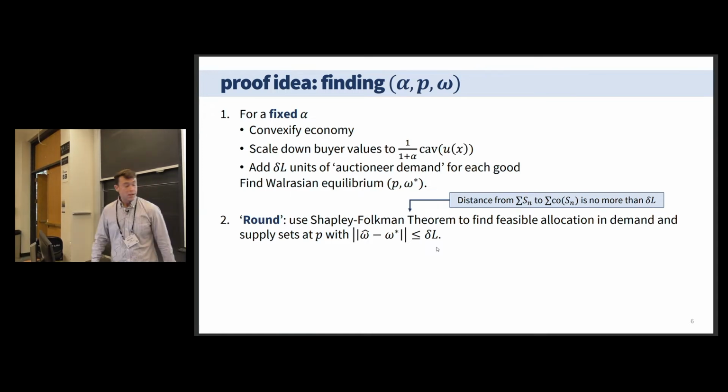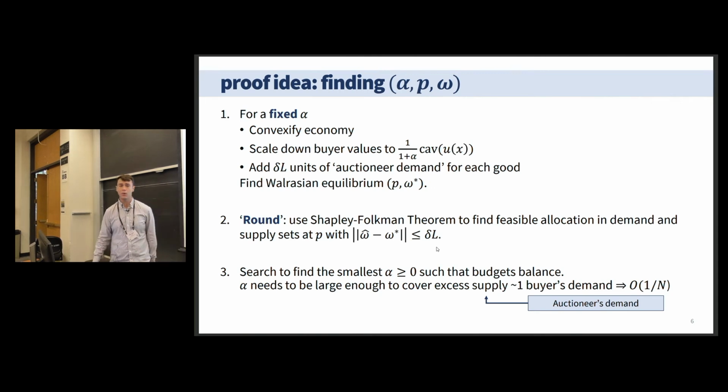Yeah. Okay, so the final step is to find a good alpha. The only role of the alpha here is to ensure that the mechanism is budget balanced. So all we're going to do is search over alpha to find the least alpha such that budgets do balance. And it turns out that this is of order 1 on n exactly because the wasted supply is bounded above by this delta L times 2. And so we're basically paying for one buyer's worth of demand using this alpha, so that this markup, this tax, is going to get smaller as the economy gets large. So that's the construction of this markup mechanism.